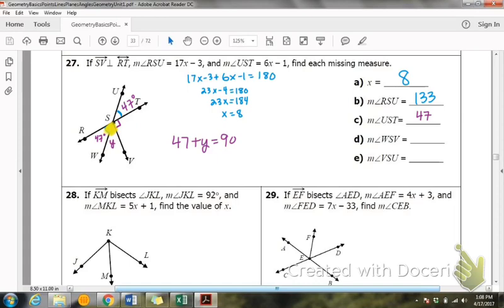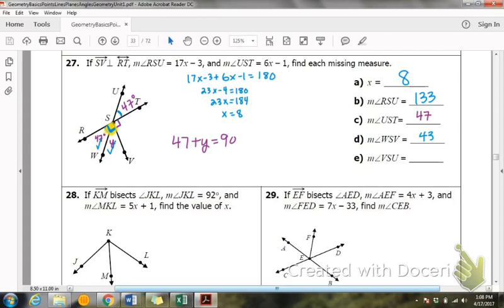Because I know that these two angles right here make 90 degrees, so I'm going to add this one plus this one to make 90. Okay? Who have I not called on yet? Natasha, what'd you get? 43? Okay, so WSV is 43 degrees. And then the last one asked me for VSU.